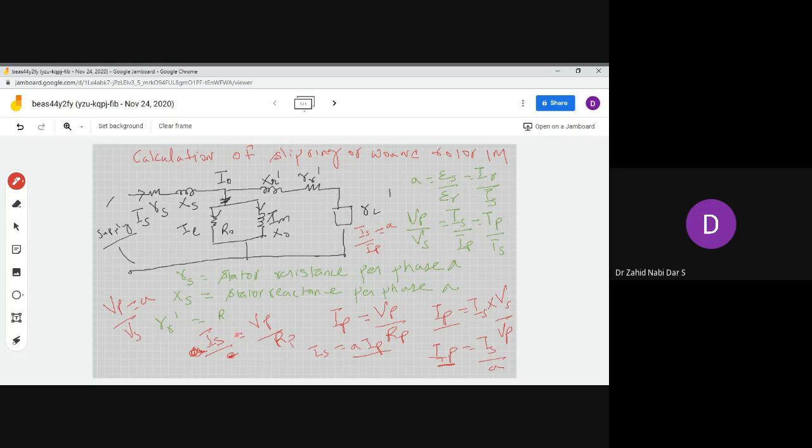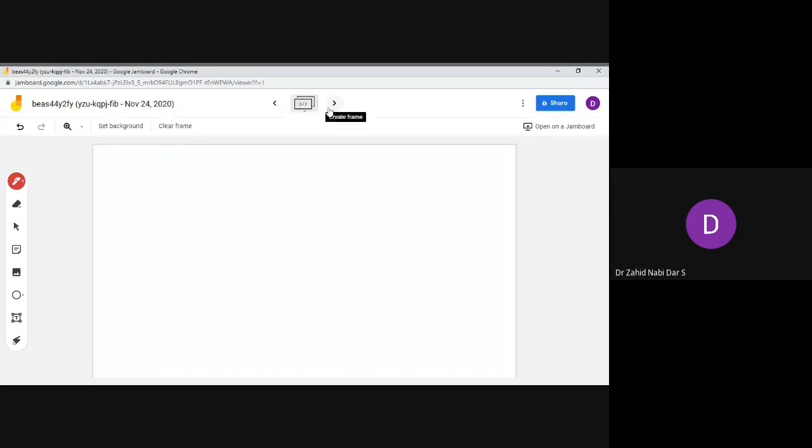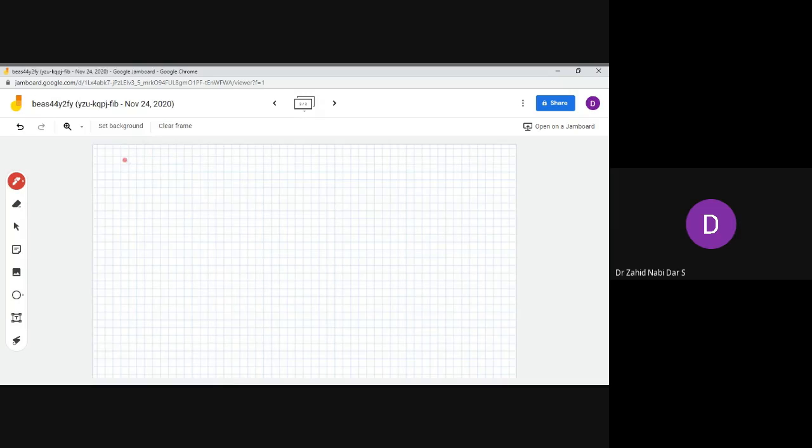So that means if you want to express it in terms of primary, you have to divide by A square. If you do the further calculations, you have to divide by A square. If you have to refer it to the secondary part, you have to express it in the next slide. Here I'll just start again, so you don't get confused.